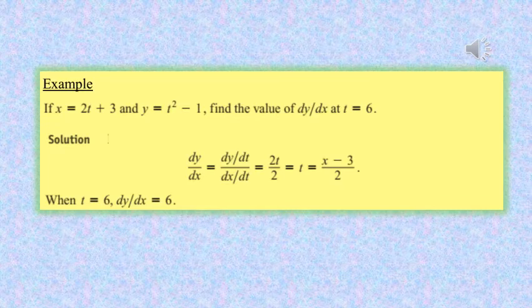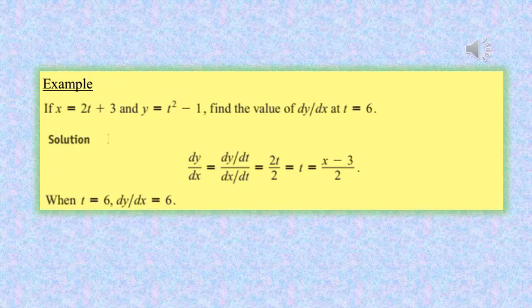In this example, x equals 2t plus 3, so x is a function of t, and y equals t square minus 1, so y is also a function of t. We want to find dy by dx, that is the slope of the parameterized curve, because these equations x equals f of t and y equals g of t are parametric equations. Find the slope, that is dy by dx, at t equals 6.